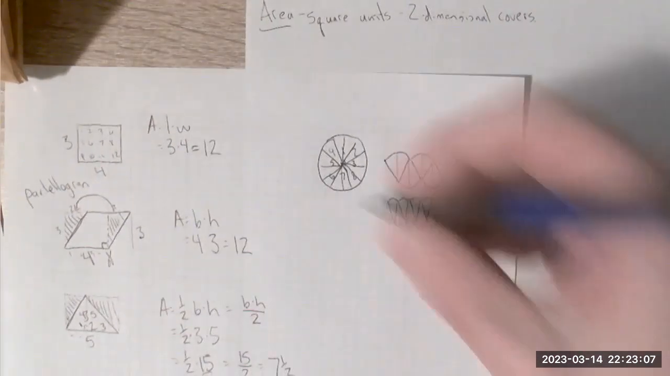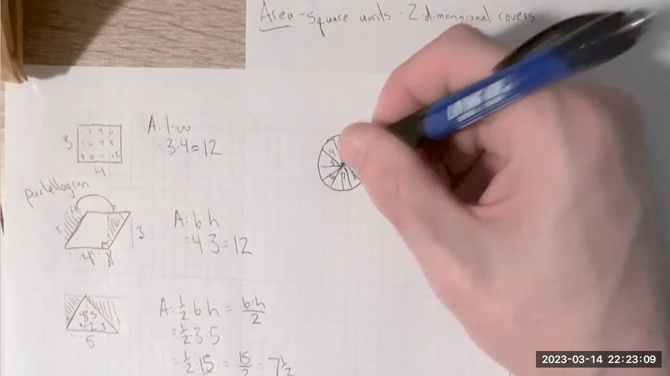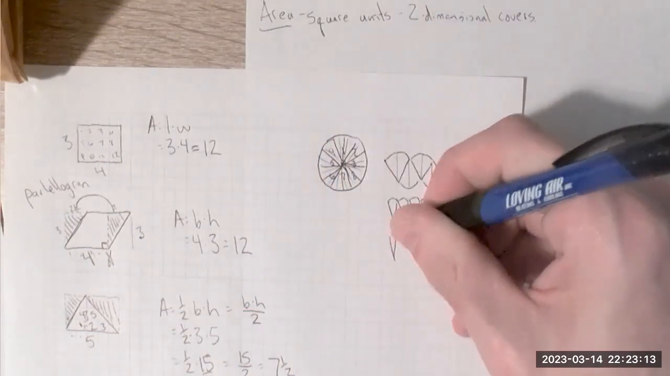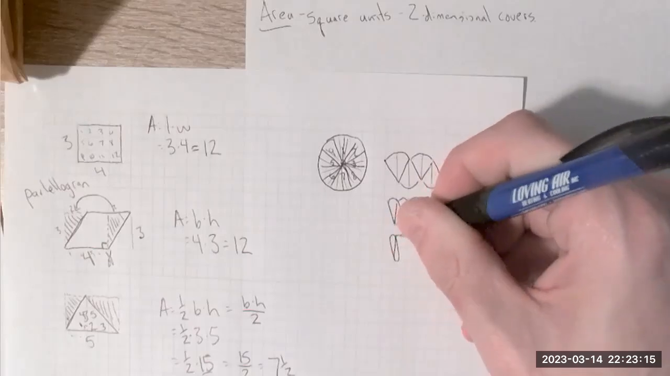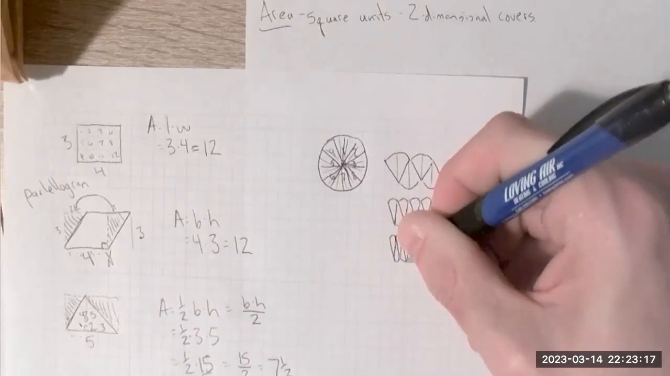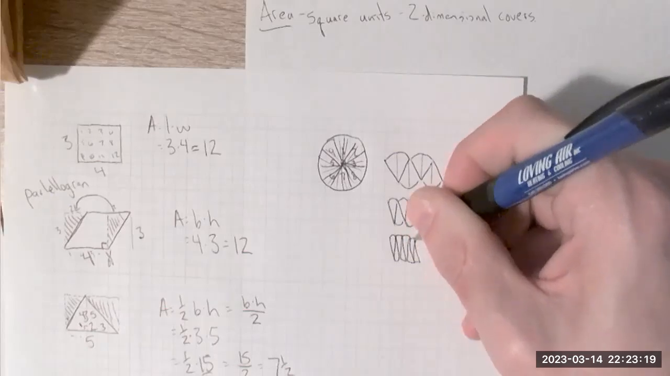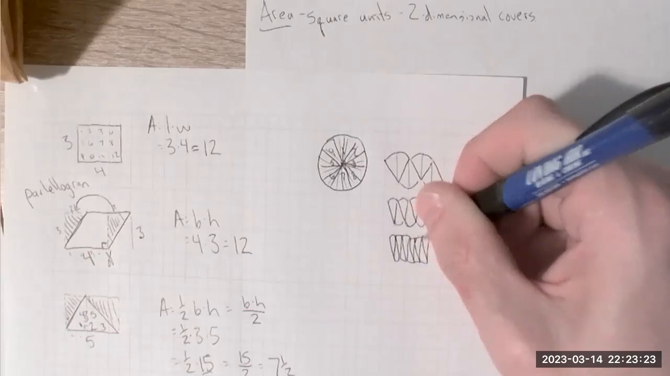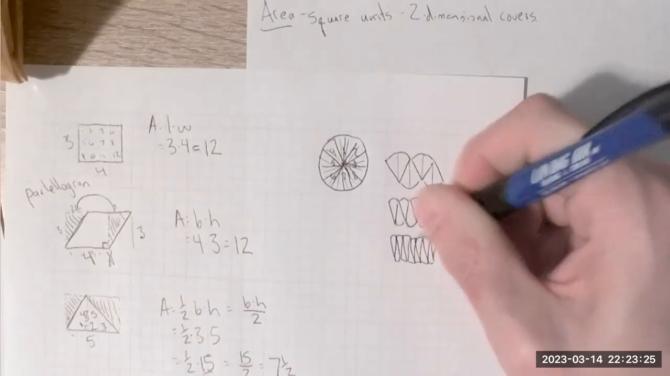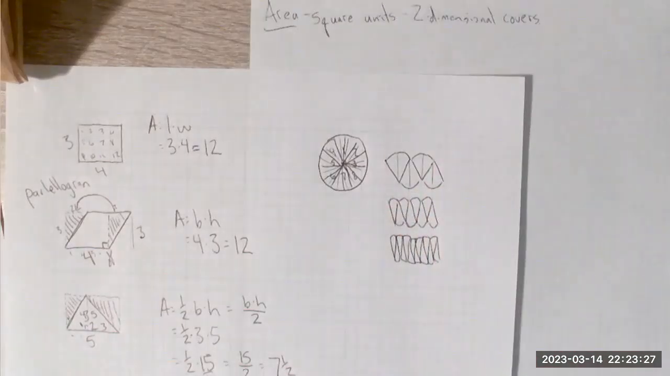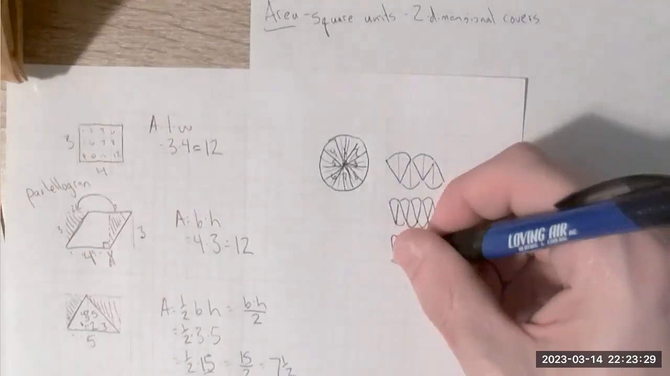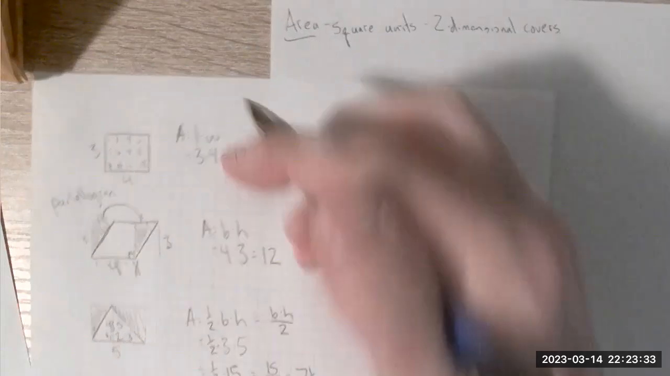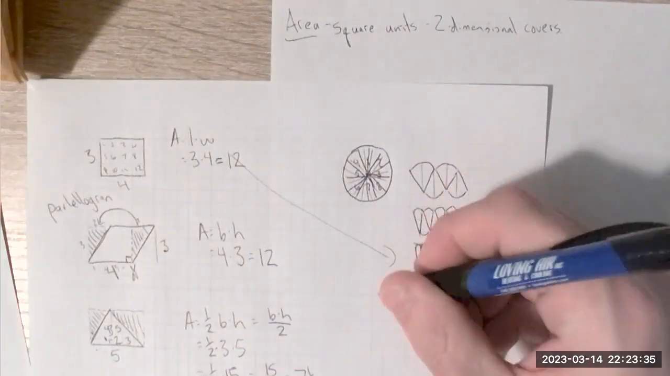Well, let's even think about this once more. What if I cut all of those into pieces? Now I've got all these little shimmies. 1, 2, 3, 4, 5, 6. Now, notice this is starting to look like what kind of shape? That's starting to look like our rectangle, right?